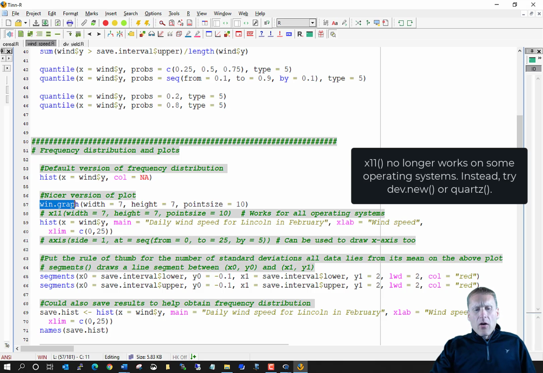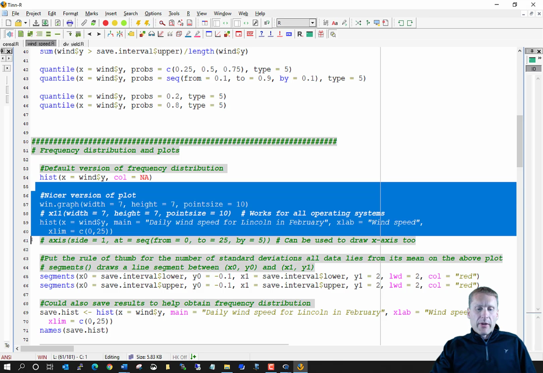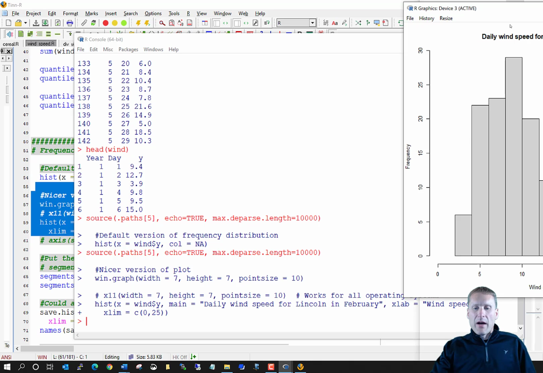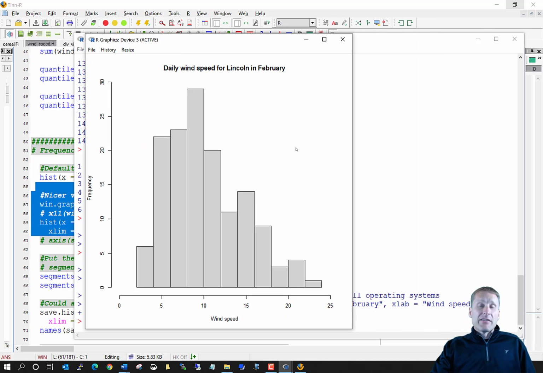And the nice thing about opening up your own graphics window is that you can control more aspects about how the graph is displayed. So the width is going to be 7 inches, the height is going to be 7 inches, the point size or the font size is going to be 10. So let me go ahead and execute that code. And once again, unfortunately, it opens up in a different plotting window or different monitor. And this is what we get.